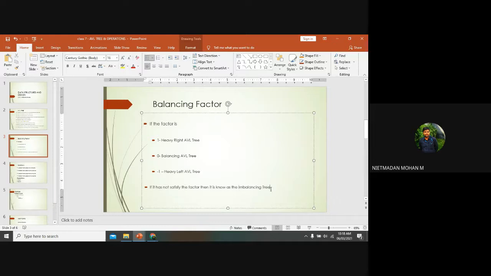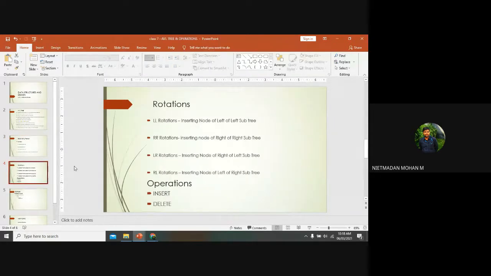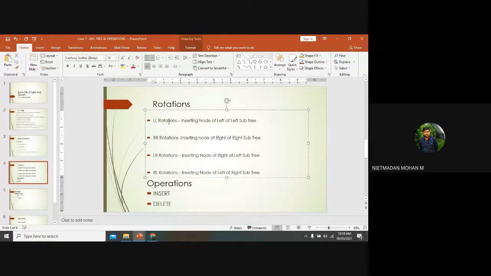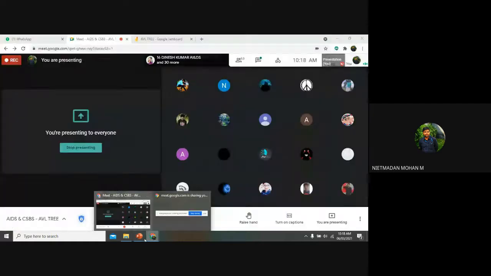Then you go with an operation called rotation. There are 4 types of rotation you can do: LL rotation, RR rotation, LR rotation, and RL rotation. LL rotation is inserting a node in the left subtree. So first we will go with an example, then we can go with this.